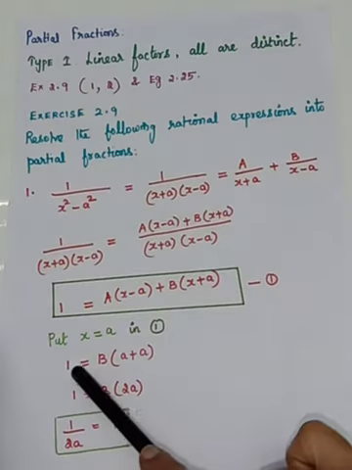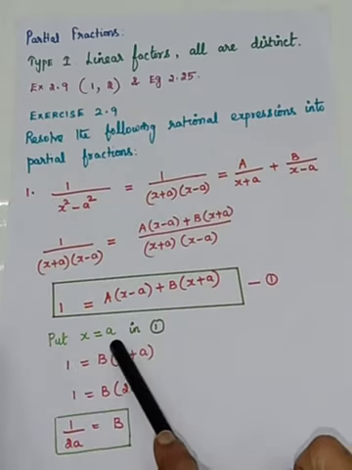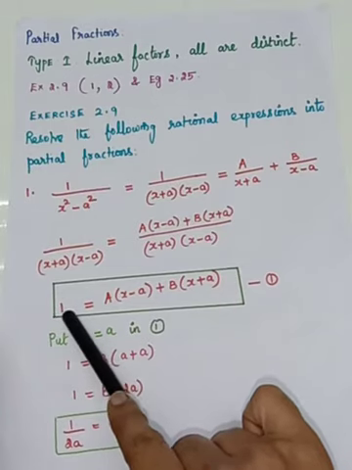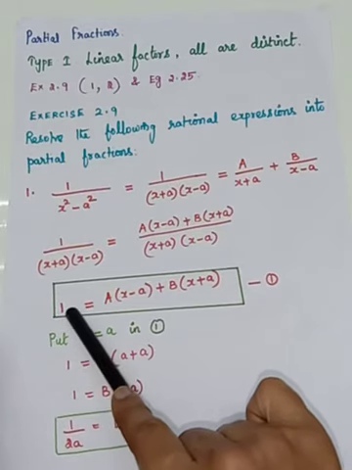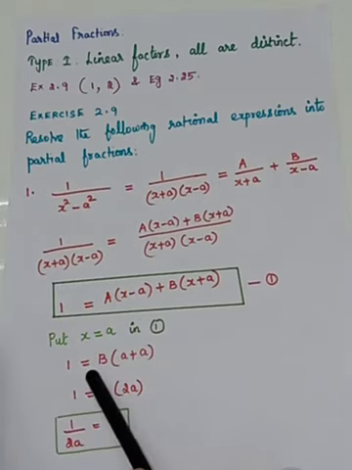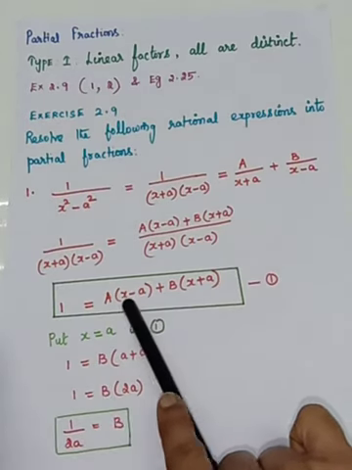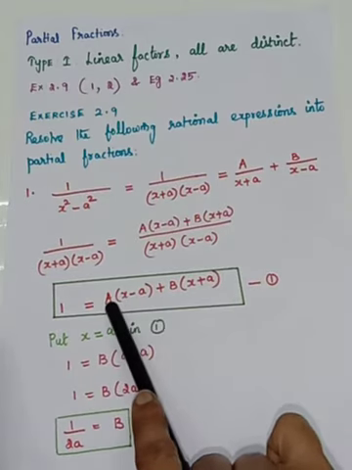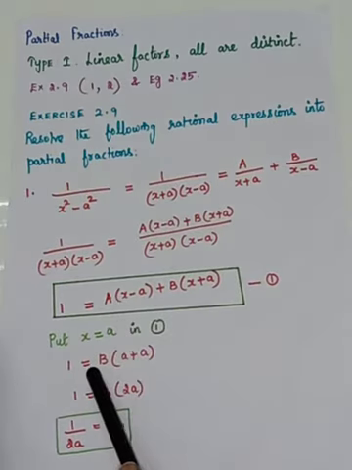First put x is equal to a in 1. On the left side, no x is present, so here is a constant. You have to write the constant as it is, which is equal to, when you substitute x as a here, a minus a, what will come? It is 0. 0 into a is 0, so I didn't write that term.